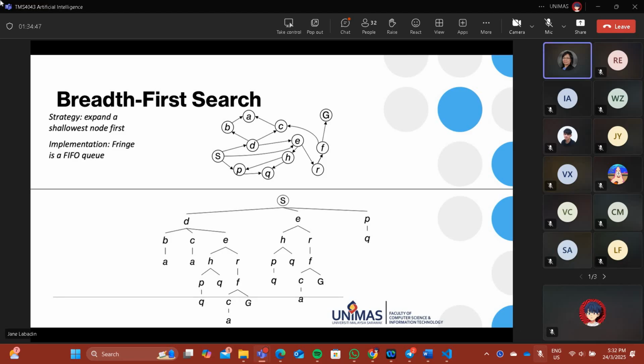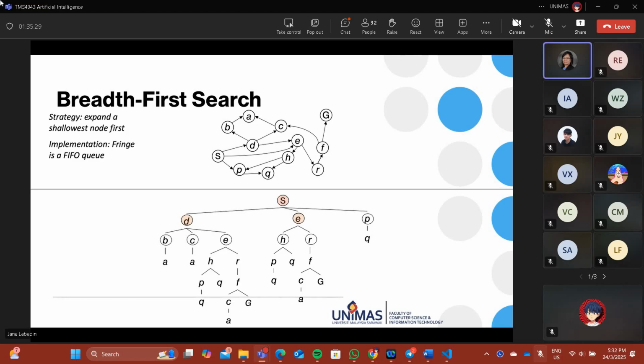So let's do this. You have the same example as just now. You start off with S and then you fringe out D, E, P. So where do you explore? First is D. Then you fringe out B, C, E. Then do you go to B for breadth first search? No, you go to E. Okay, so that's the difference. It goes to the shallowest first, instead of, for depth first search, going to the deepest one.